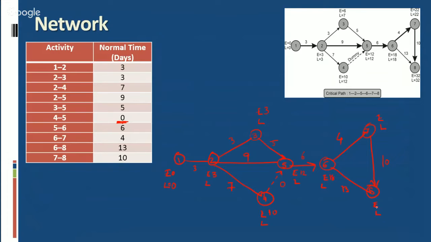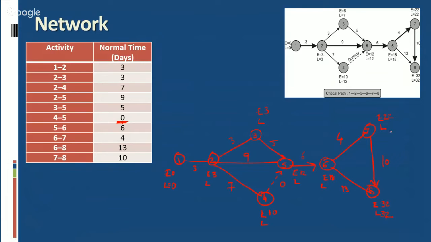18 plus 13 equal to 31. 18 plus 4, 22. 22 plus 10, 32. It means we will take 32, which is highest. 32, this will also be 32.